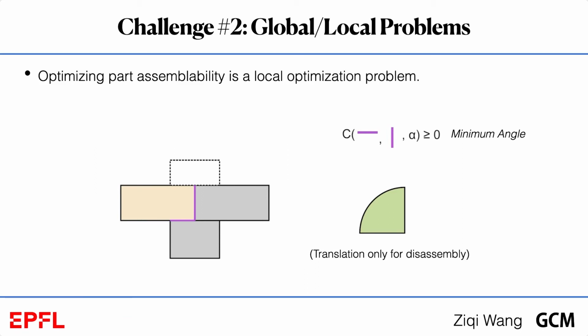Optimizing part assemblability, however, is a local problem. The cone at the right shows the orange part's assemblability. The orange part's assemblability cone is only affected locally by the two edges highlighted in purple. The angle of the cone has to be larger than a user-specified number alpha.